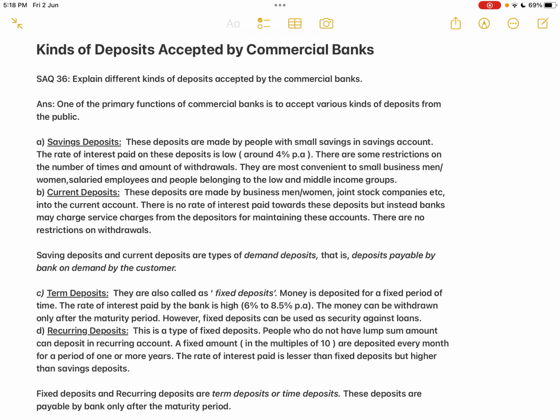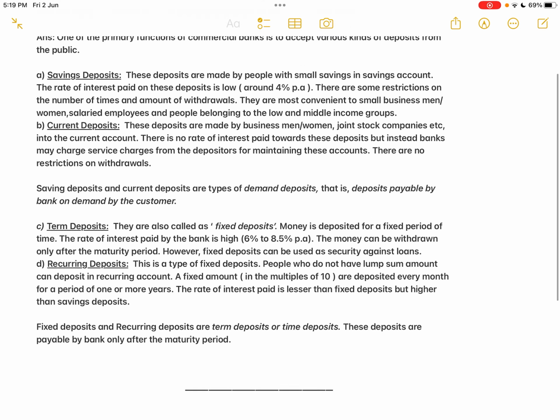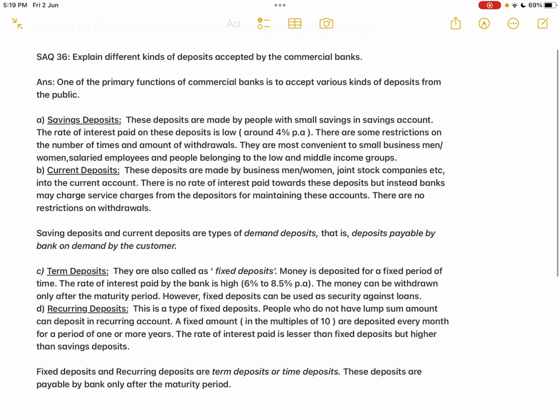Then D, recurring deposits. This is a type of fixed deposit. People who do not have a lump sum amount can deposit in a recurring account a fixed amount, in multiples of 10, every month for a period of 1 or more years. The rate of interest paid is lesser than fixed deposits but higher than savings deposits. Fixed deposits and recurring deposits are term deposits or time deposits, that is, deposits payable after the maturity of a certain term or time. These deposits are payable by the bank only after the maturity period. So these are all the various kinds of deposits accepted by the commercial banks.